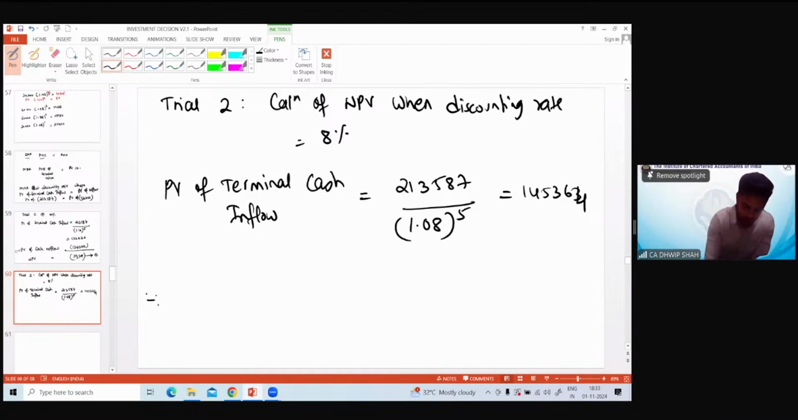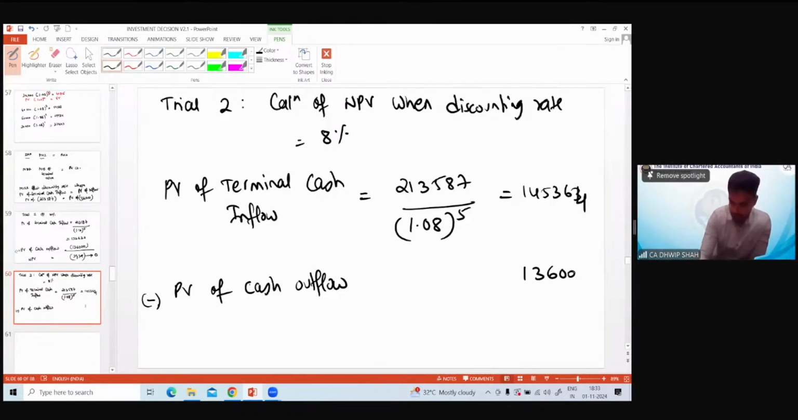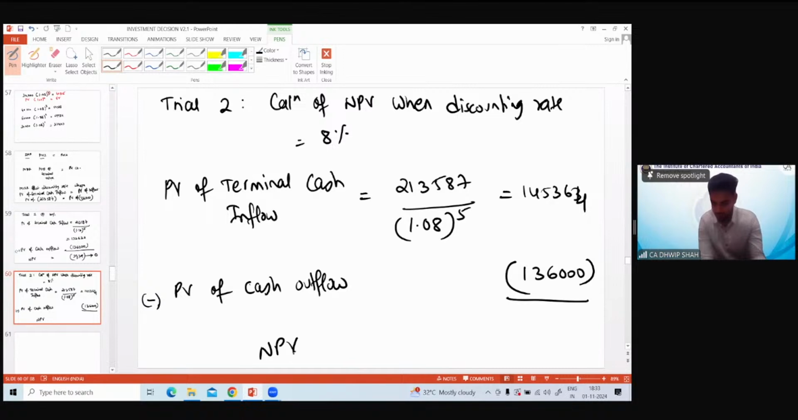Correct? And if I subtract present value of cash outflow, which is 136,000, can I say my NPV is now positive? 145,364 less 136,000 is plus 9364. NPV is plus 9364.